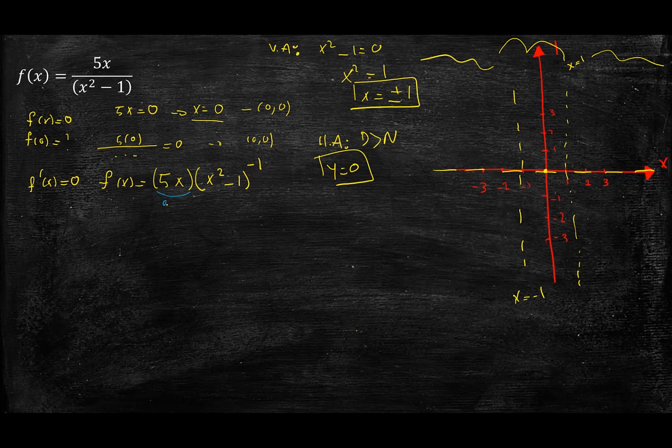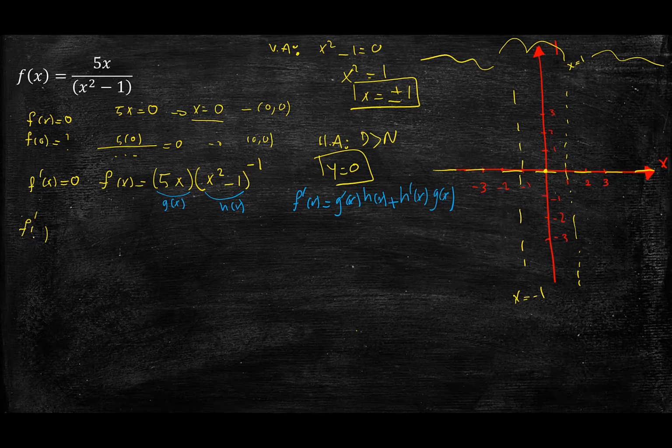Now, the product rule says, let's use a different color, if I have 2 functions of x that are multiplied together, my derivative is going to be the derivative of the first guy times the second guy, plus the derivative of the second guy times the first guy. Okay, so I'm just going to apply that to my function here.